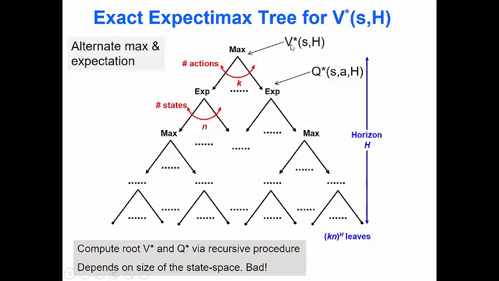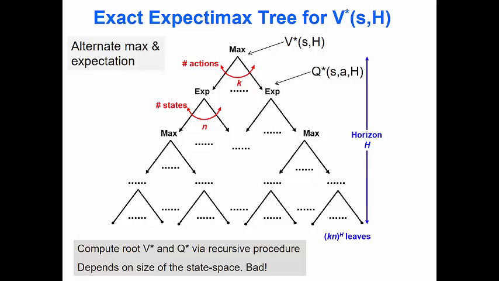So this root is going to be focused on state S. We want to compute the value for H, capital H, or horizon steps to go. You would look at all the actions here, and you're going to max over those. And those lead to expectation nodes, which will look over all the states that can result from those actions. They'll be weighted by the probability of reaching each state, and then you'll do a max at those states. So this is just the expecting-max tree.